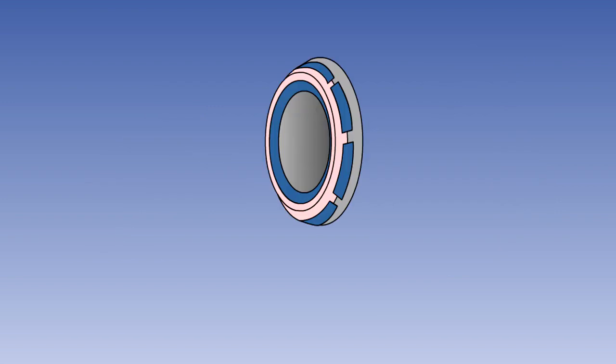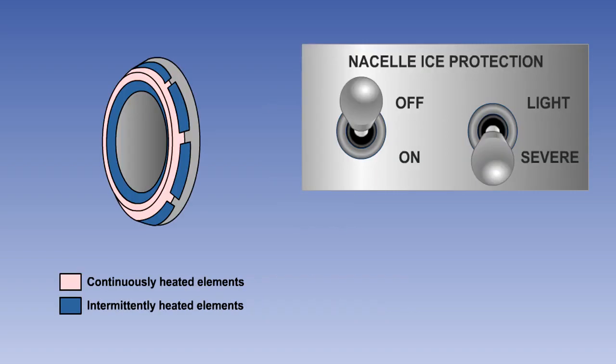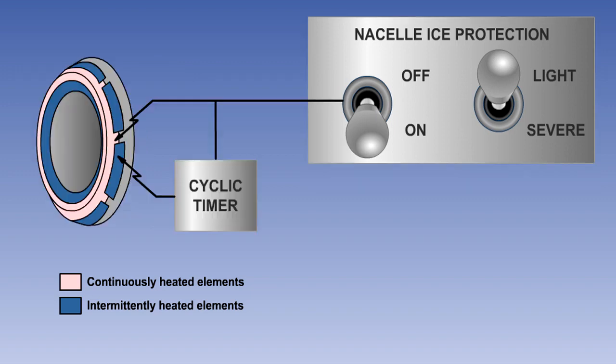In an electrically heated ice protection system, both anti-icing and de-icing techniques are employed by using both continuously heated and intermittently heated elements. The system is controlled by switches on the flight deck. When the control switch is placed to on, the power supply is fed directly to the continuously heated elements and via a cyclic time switch unit to the intermittently heated elements.